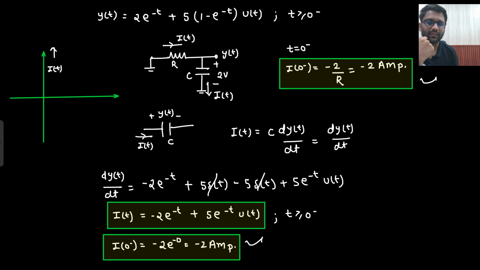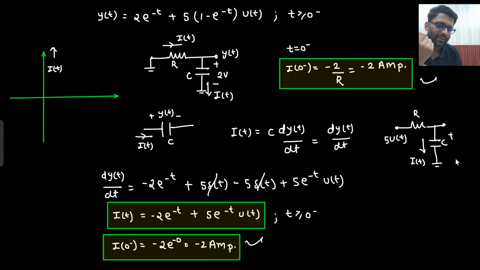Let's draw the circuit here again. So let's do the circuit analysis now. What is the scenario of current? R, C, here your input was 5u(t) and this was your output. This is your current i(t), and the capacitor was initially having 2 volt. So when this input was not there, initially your current was minus 2 ampere.